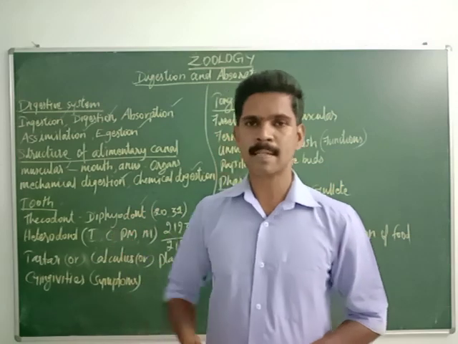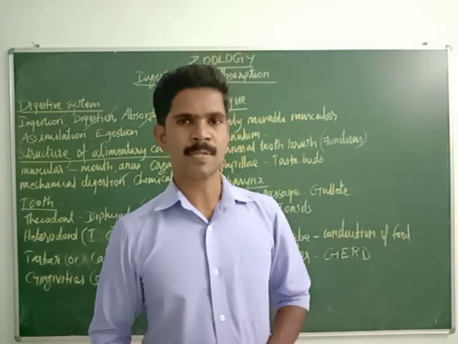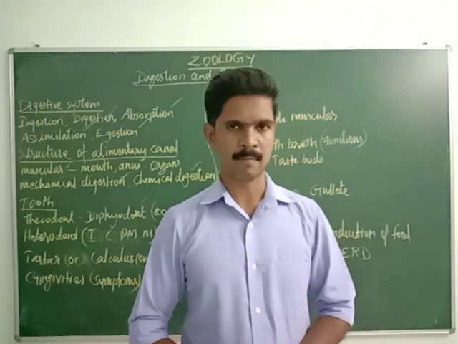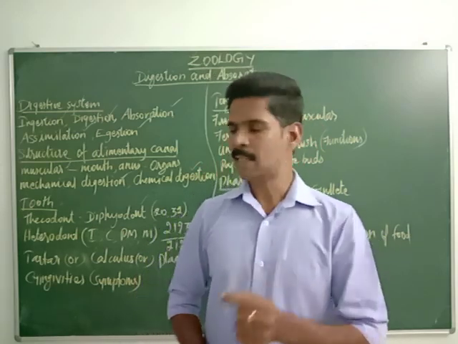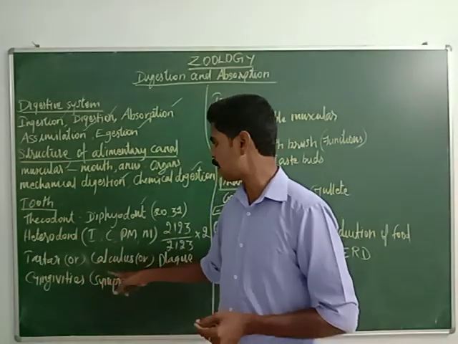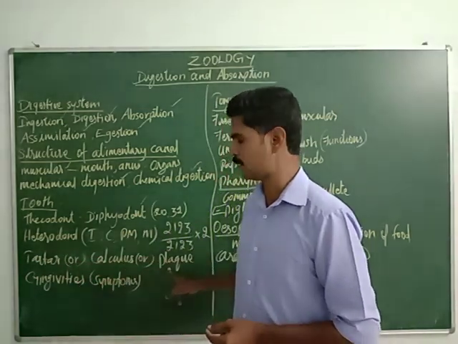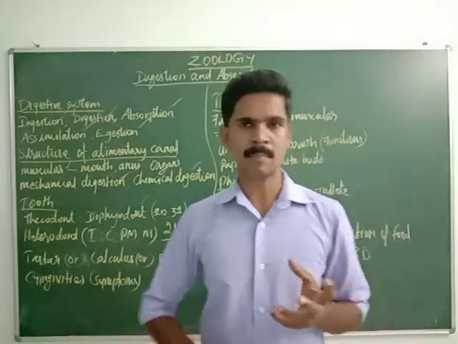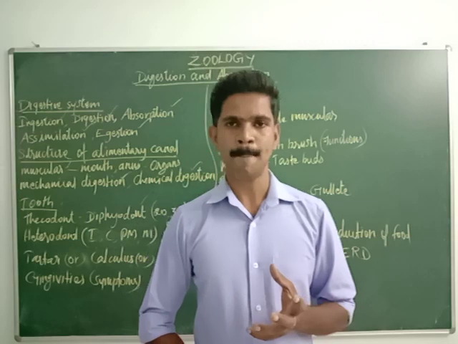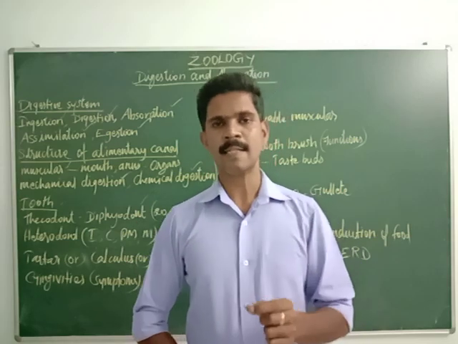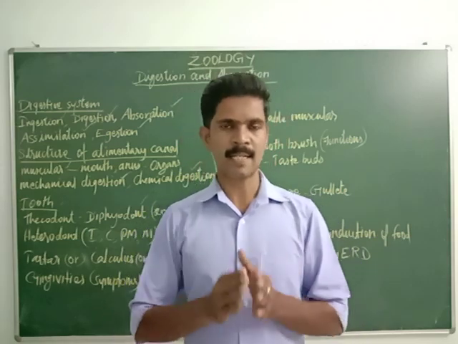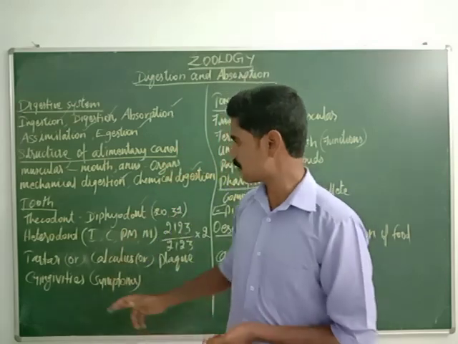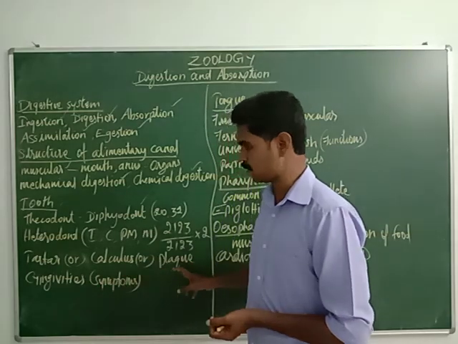Some minerals like magnesium and calcium are highly deposited on the outer surface of the teeth. This is called tartar or calculus or plaque. So the outer surface of the teeth is covered with minerals like magnesium and calcium, and this is called tartar or calculus or plaque.